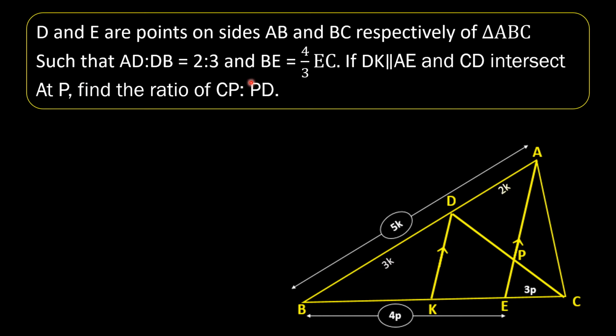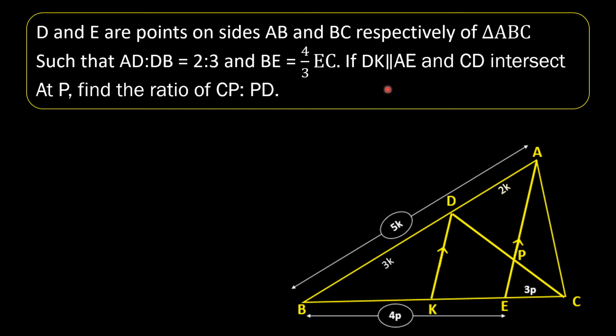Again, we continue. D and E are points on sides AB and BC, such that AD is to DB is equal to 2:3. Immediately we write 2K and 3K. Good. Again, we have BE is equal to 4:3 EC. Look at the format. It is not given as BE is to EC or BE over EC, but we will manipulate it, we will change it. We will write BE over EC is equal to 4:3. So B to E is 4P and E to C will be 3P. We mark like that.